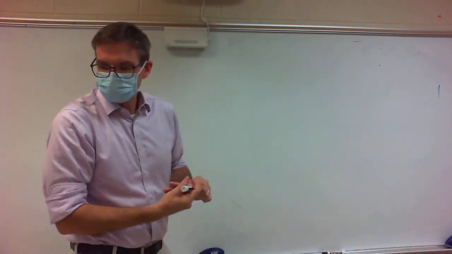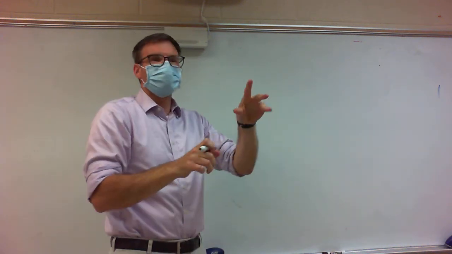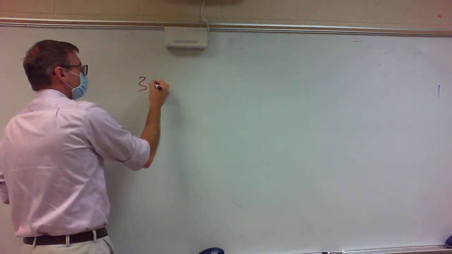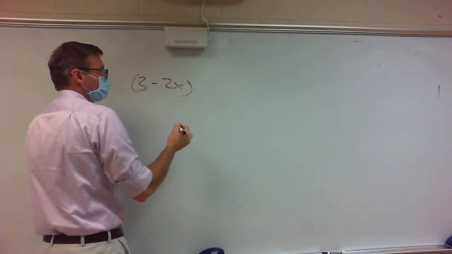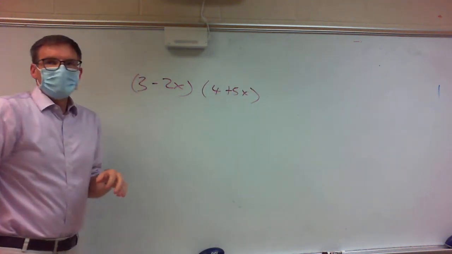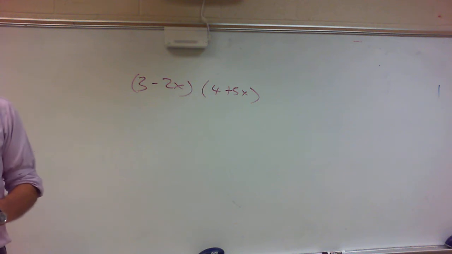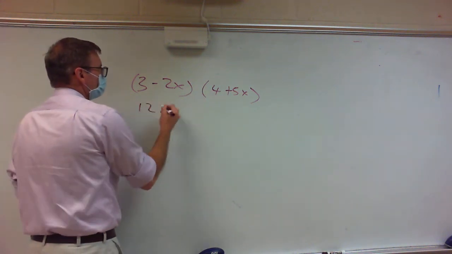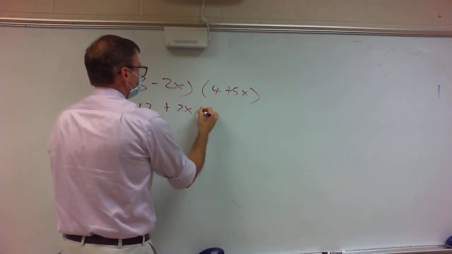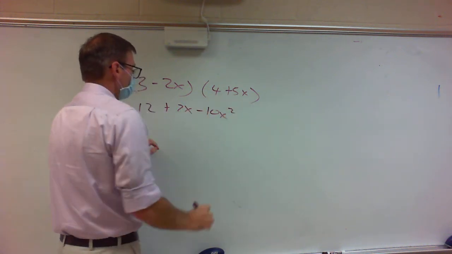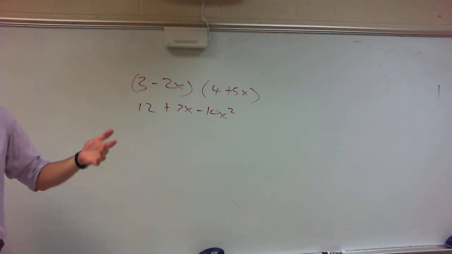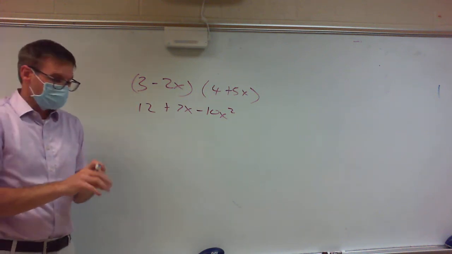All right, now I made that up. What were the two binomials that I had you multiply together? 3 minus 2x, and then 4 plus 5x. So I asked you to multiply those together, so you already have that answer. You've got 12 plus 7x minus 10x squared. Everybody get that? You just treated it as an x.